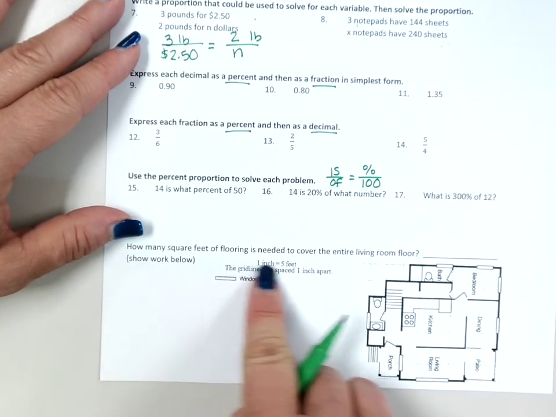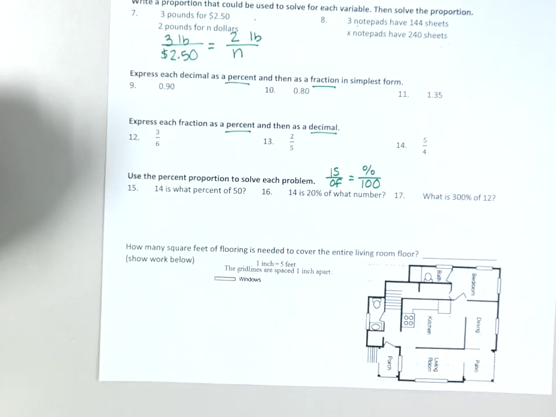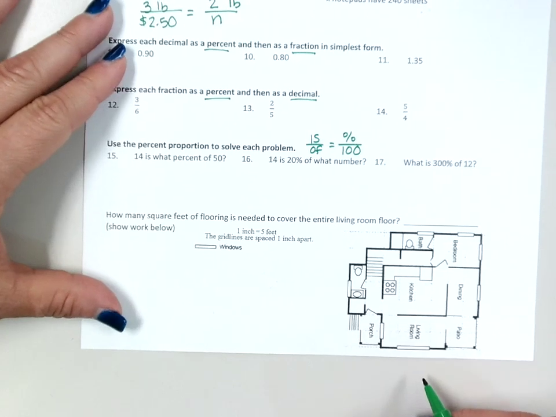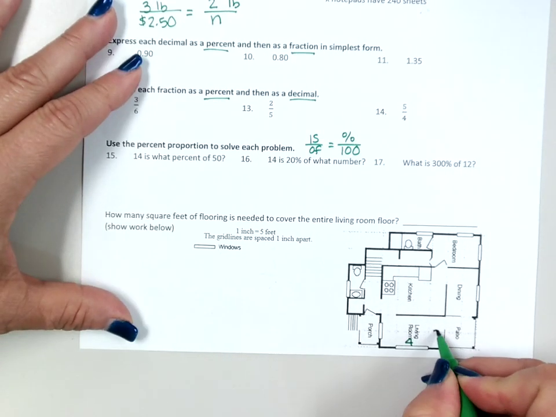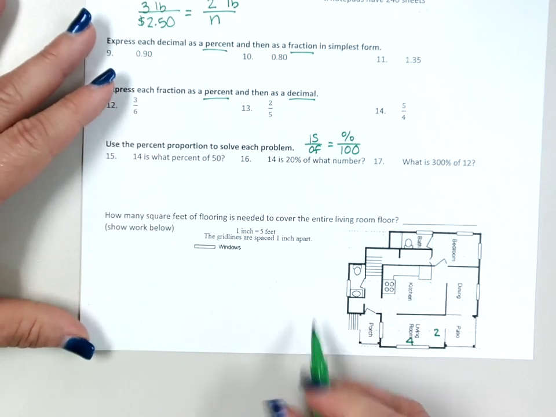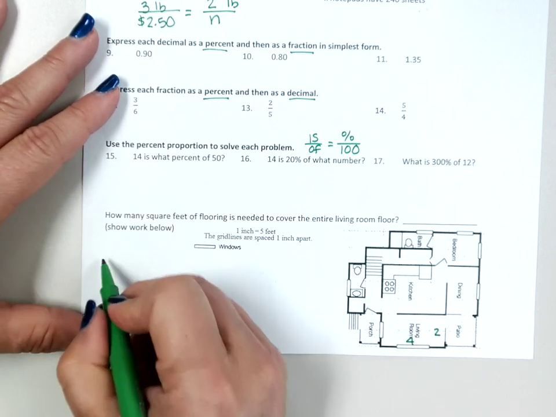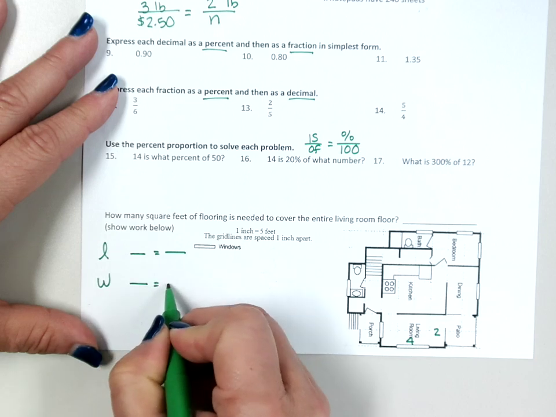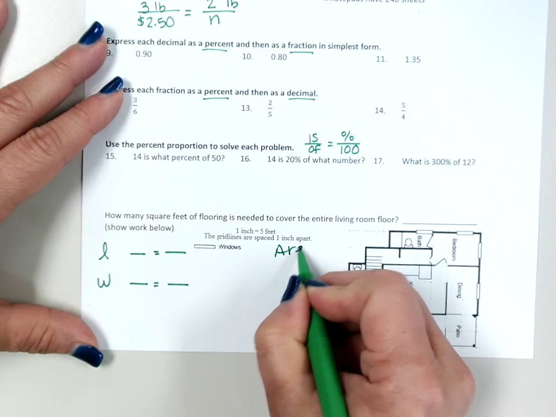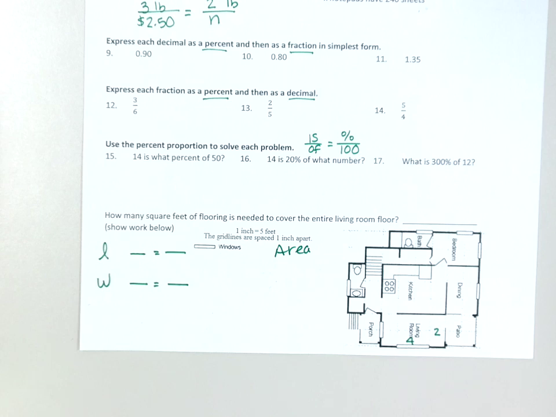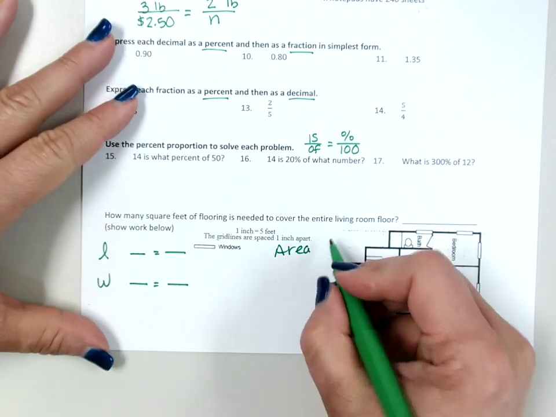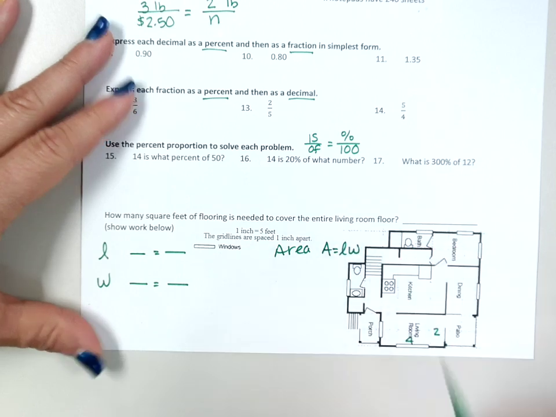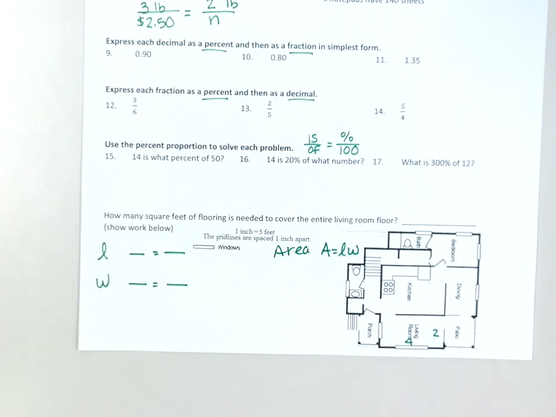Down here, how many square feet of flooring is needed to cover the entire living room floor? You need to know that the living room is 4 by 2 inches. So you first have to find the actual length and width, right, with a proportion for each one. And then you have to find the area if it wants to know for flooring. So once you have the actual length and width, then remember area is just length times width. And there will be a question like this on the quiz tomorrow.